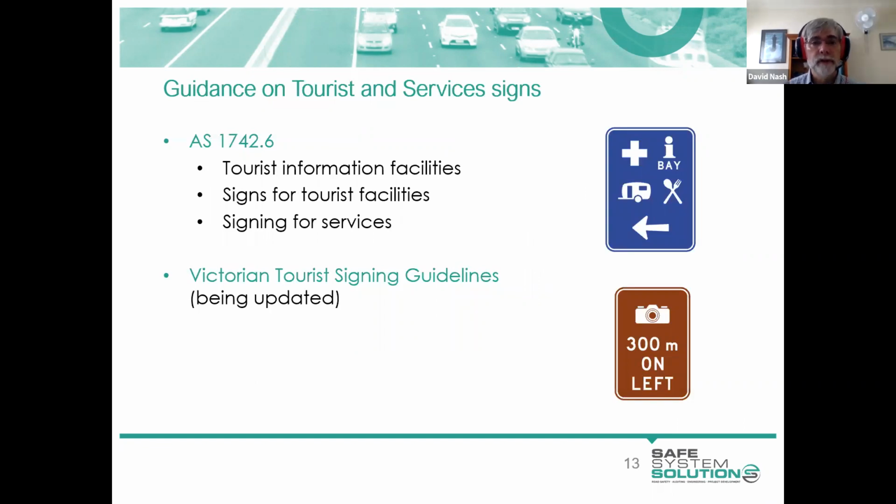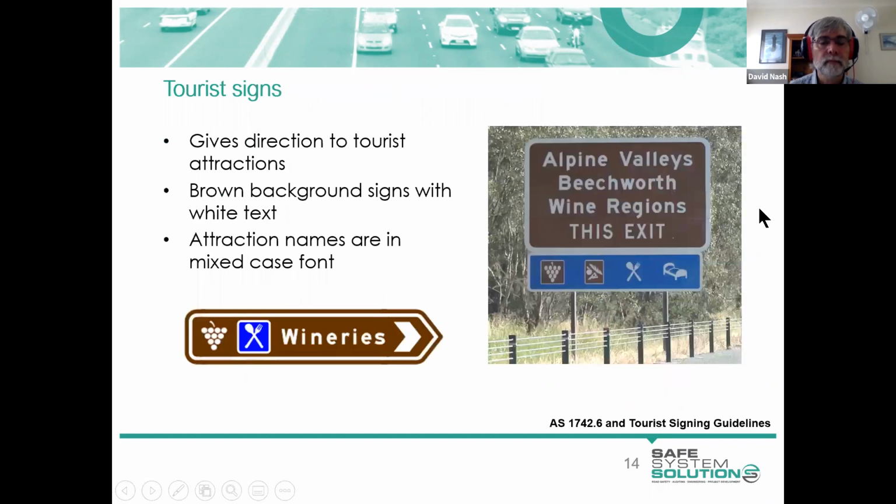The guidance on tourist and services signs is in part 6 of the Australian Standard, and it talks about tourist information facilities, tourist destinations, and signing for services. And again, that needs to be read in conjunction with the Victorian Tourist Signing Guidelines, which was being updated last time I asked. We should have asked Viseth last week, or 2 days ago. What's happening with that? I'm not quite sure where that's at, but I'm pretty sure it hasn't been re-released. But nevertheless, the Tourist Signing Guidelines provide some pretty good advice about tourist signing.